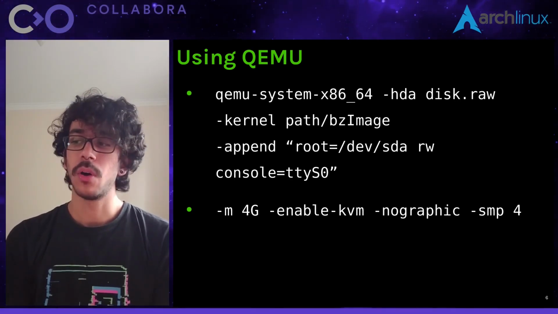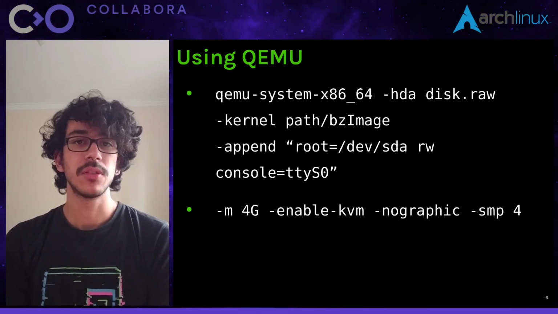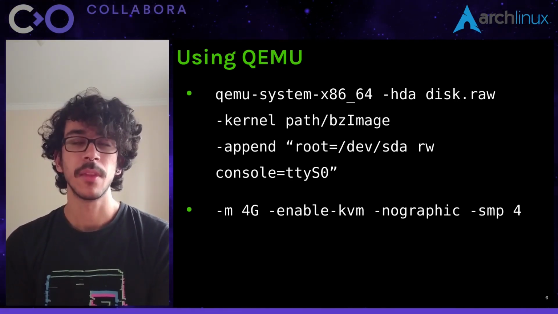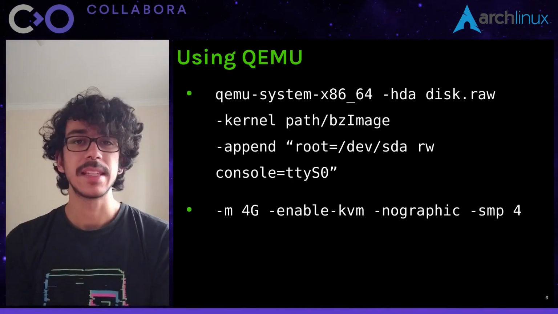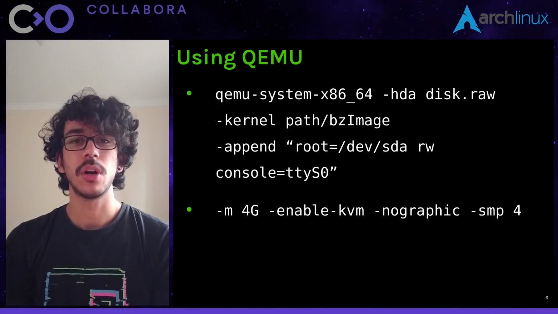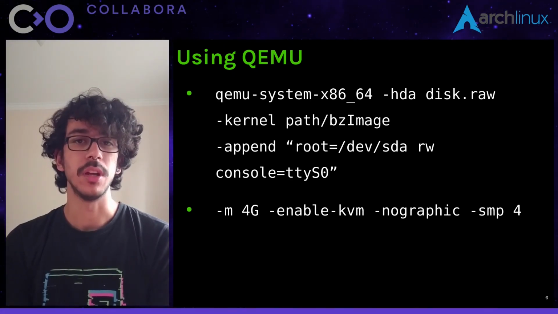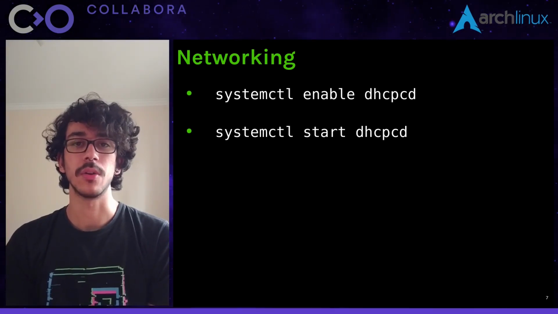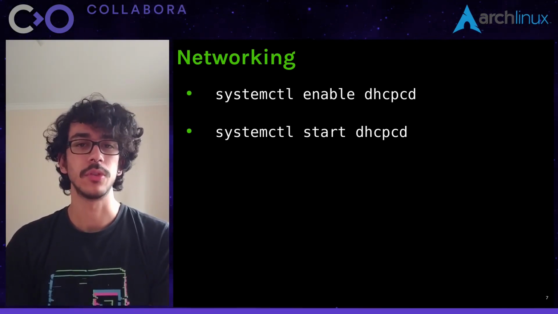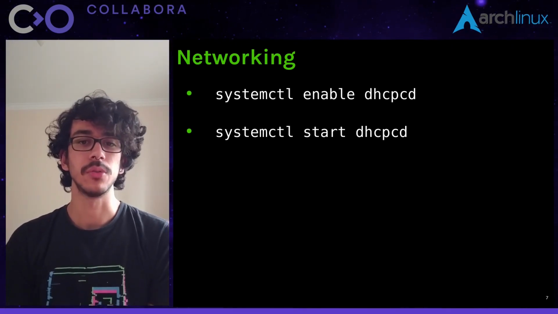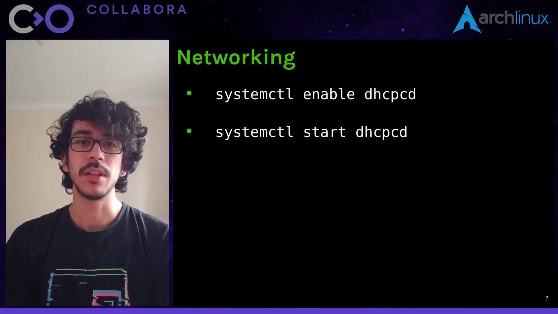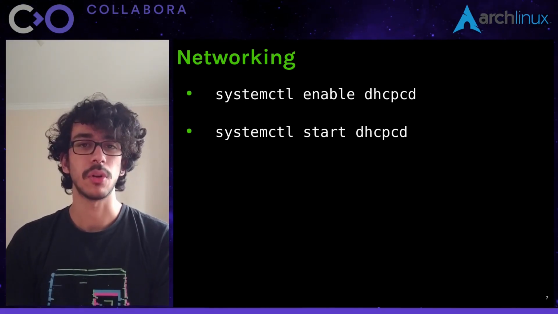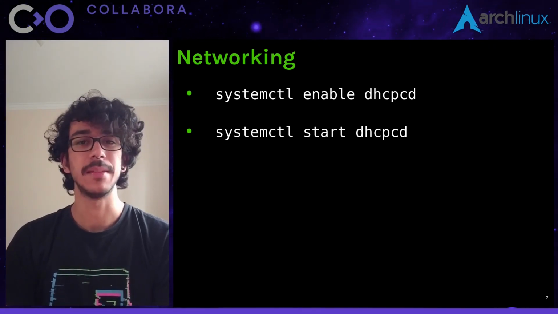And also I like to use the flag no graphic, so QEMU will just run as a console application like Vim. And also use the SMP flag, where you can specify how many cores you want to give to your guest. If you want to use networking inside your machine, for instance, if you want to use git clone or use pacman to get new software, you can easily enable it by just starting the DHCP client that you installed earlier. Here I'm using the ACPI CD for that.